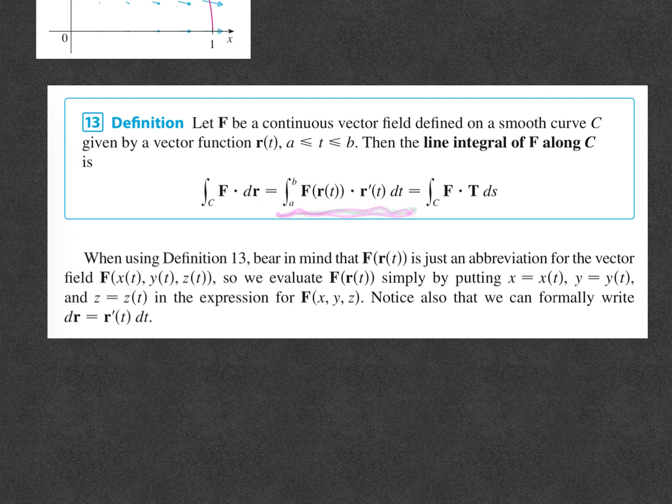So remember that f of r(t) is just an abbreviation for this vector field. And we simply use these equations in that expression for f of x, y, z. And dr is the derivative of r with respect to t. So we're not really changing what we're doing. We're just looking at it written a slightly different way using vectors instead of just equations. So let's look at an example on that.